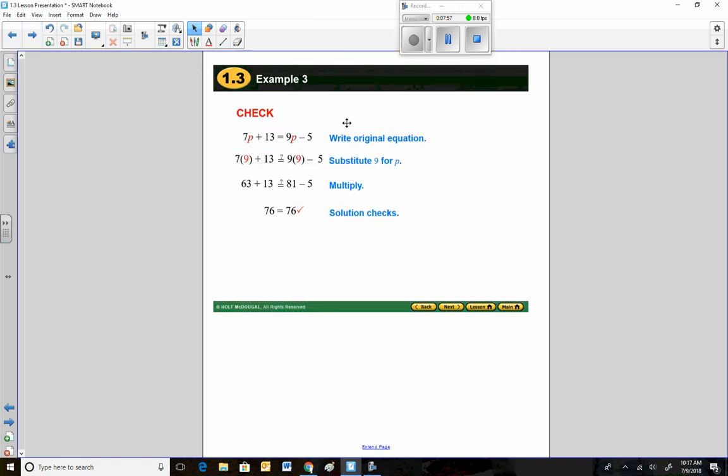All right. Now, how do you check it? You could always place the 9 back in for all the p's and see if the answer turns out equal. For example, here's a p, put a 9. Here's a p, put a 9. Go ahead and do the math. 7 times 9, add 13, you get 76. 9 times 9, subtract 5, you get 76. They are equal. That means your 9 was the correct answer.